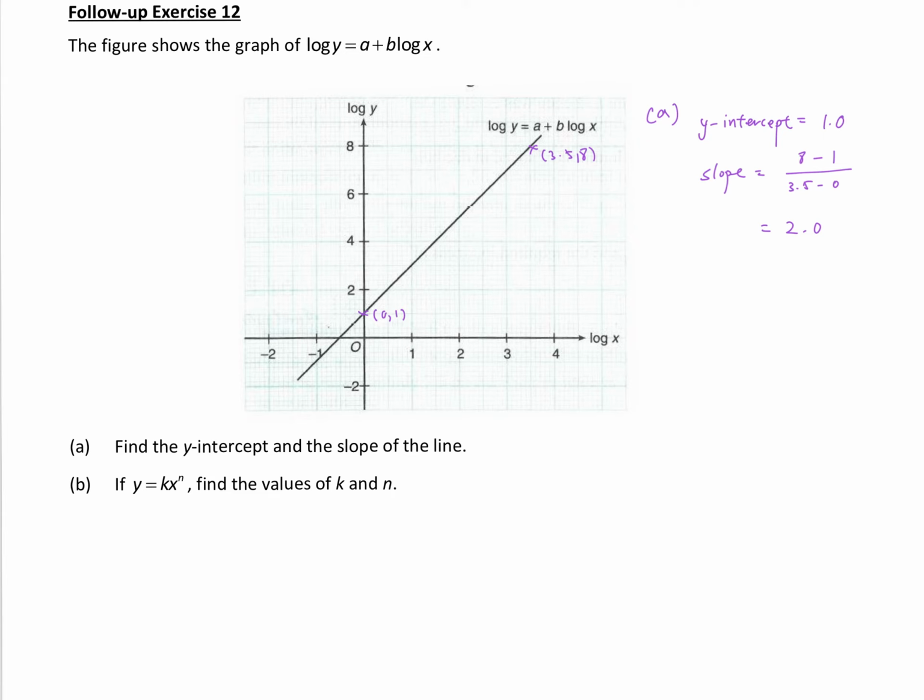Part B. I know the original relationship between x and y is y equals k times x to the power n. This is log y and log x. How can we convert this form to a linear form? Take log on both sides. Log y is equal to log k times x to the power n, do it step by step. And then apply the property log a times b is equal to log a plus log b, and then plus n log x. So log y equals log k plus n log x.